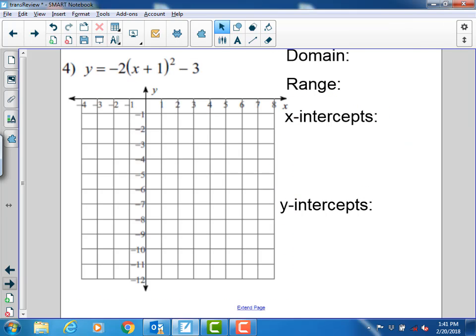All right, so this one has a stretch factor of -2. So our vertex is located at (-1, -3). And from this point, we need to go over 1, down 2. And then we need to go over 2, down 8.